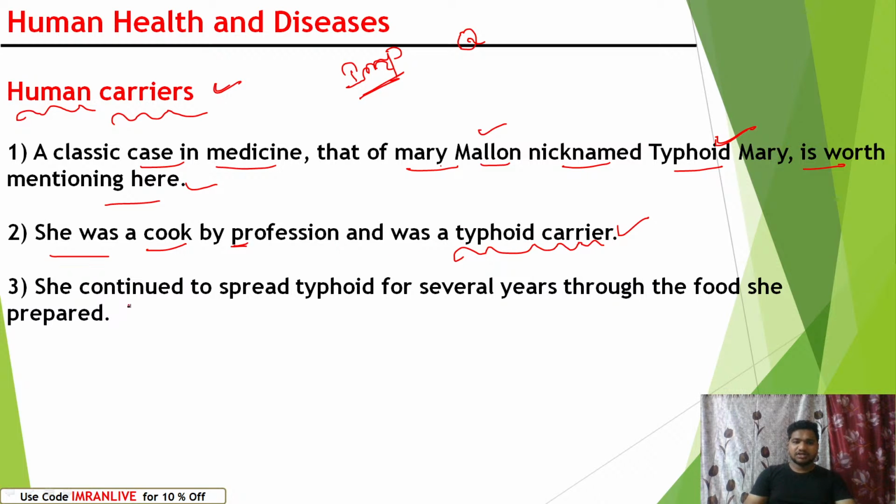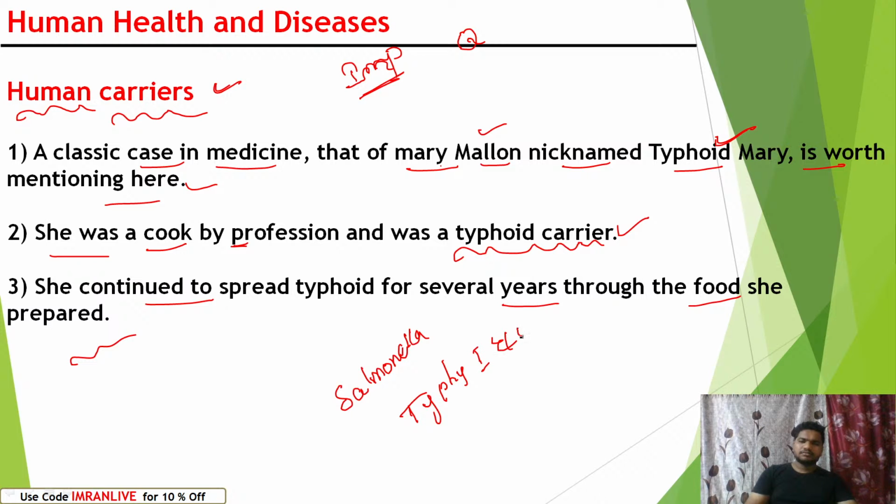She continued to spread typhoid for several years unknowingly through the food she prepared. Unknowingly, she was continuously spreading typhoid, Salmonella typhi. Let me write here: we have Salmonella typhi 1 and typhi 2, two types of bacteria. Through her cooked food she transferred typhoid, so it increased in the country. That is why we named her Typhoid Mary. Her actual name is Mary Mallon, but we named her Typhoid Mary because she was a typhoid carrier, spreading typhoid fever for several years through the food she prepared.